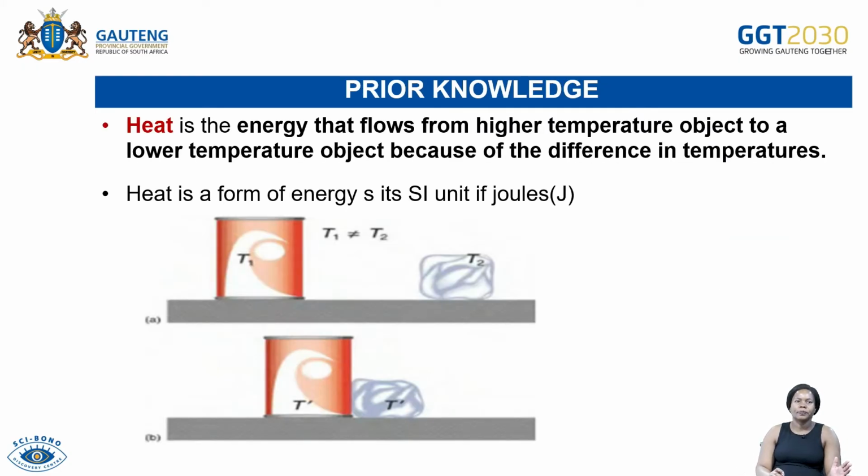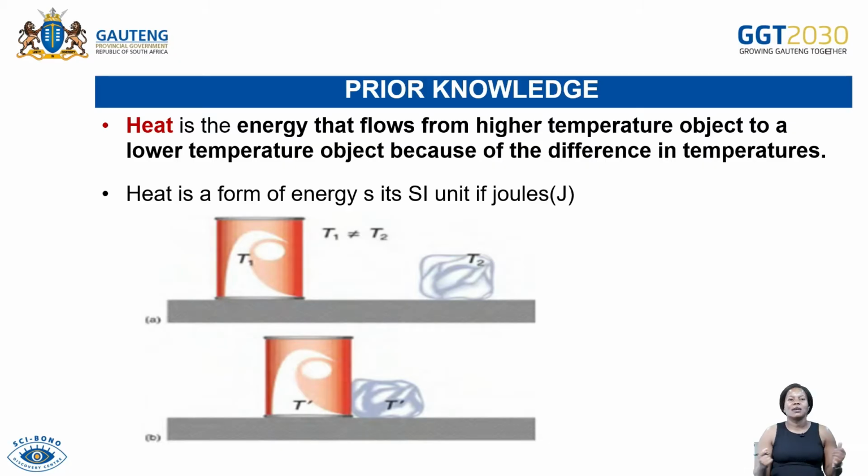All right, so now coming into heat: what is heat and how is it different from temperature, you may ask yourself. Heat is the energy that flows from a higher temperature object to a lower temperature object because of the difference in temperatures. Due to the fact that these two objects have different temperatures, heat is the energy that will flow from the higher temperature object to the lower temperature object.